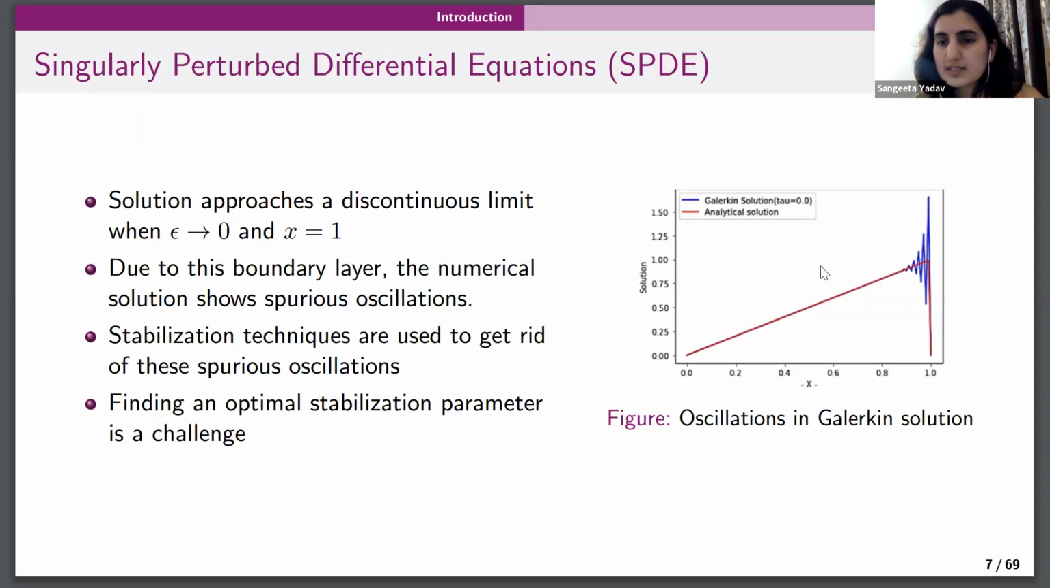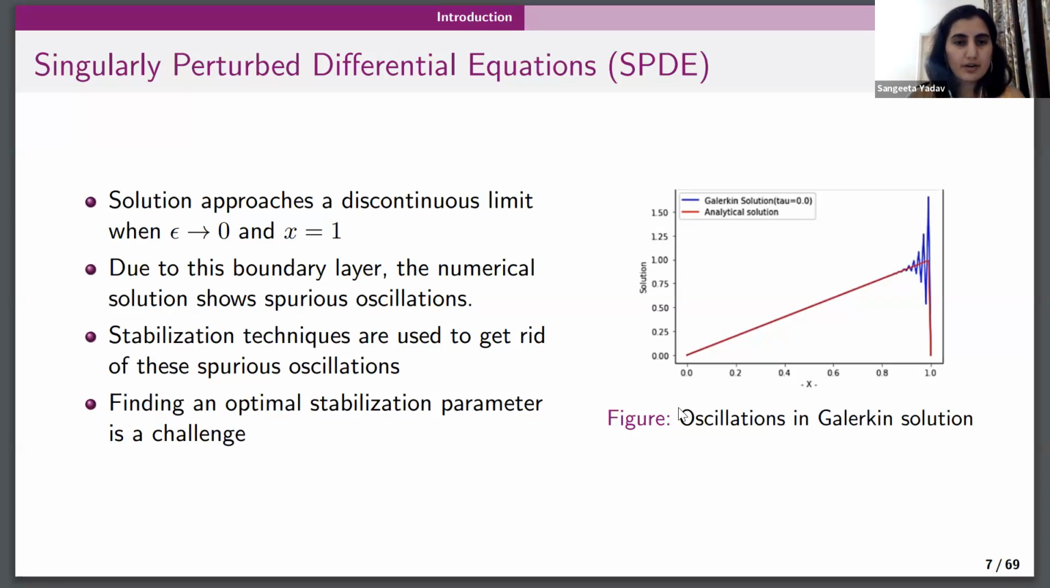So here in this diagram, we are plotting two things. The first one is the analytical solution, which is shown in red, and the blue one is the Galerkin solution. In the Galerkin solution, we can clearly see the oscillations. And these oscillations are coming because of a boundary layer near x equals 1. And this boundary layer is coming because epsilon is very, very close to 0. And due to this boundary layer, we are seeing spurious oscillations.